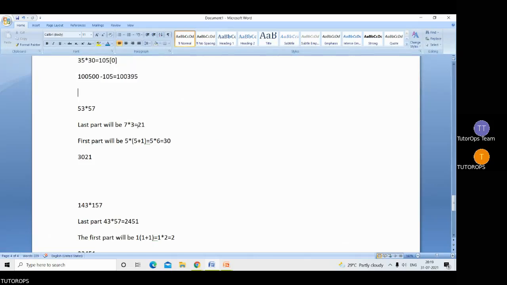And the first part will be 5 into 5 plus 1. Why 5 plus 1? Because I have mentioned that we need to take the next consecutive integer for multiplication. Then 5 into 6 will be there. So the first part will be 30. So the total answer will be 3, 0, 2 and 1.